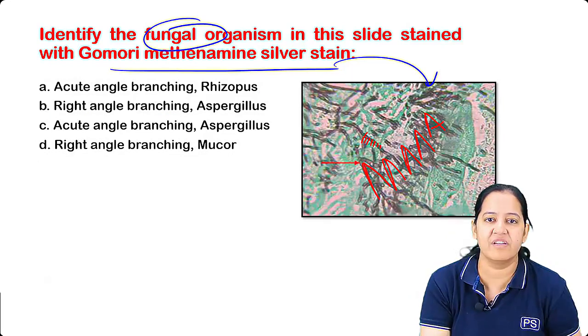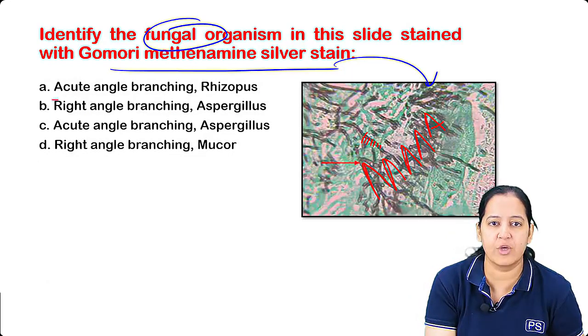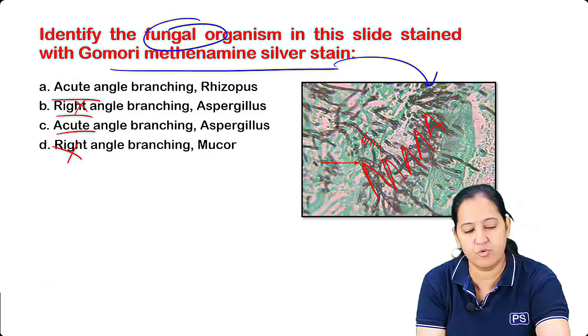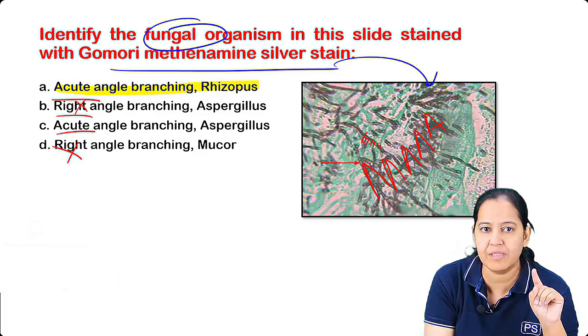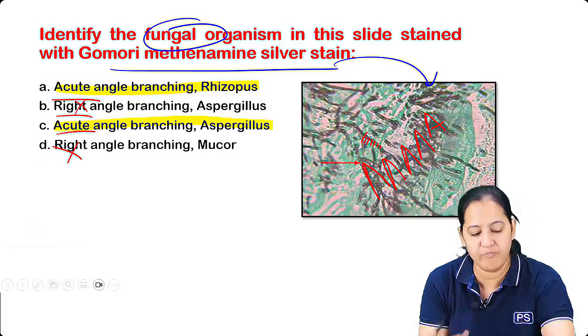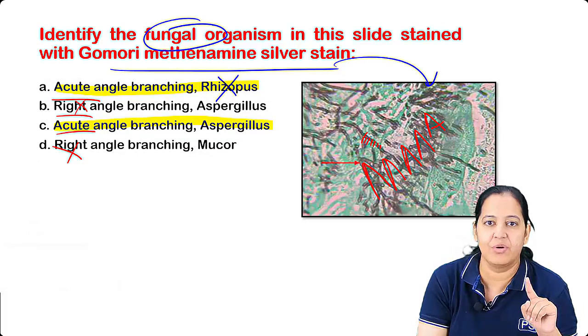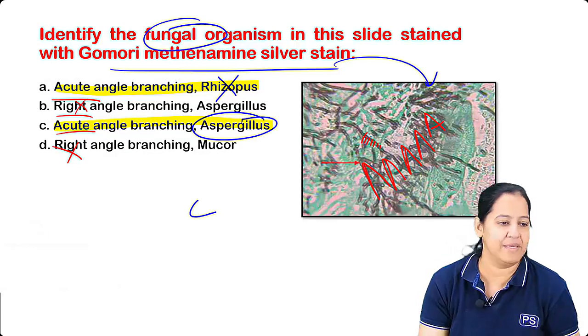So, of course, first decide: is it acute angle or right angle? Of course, it's not right angle. It's acute. So, acute में, you have two options. दोनों में से क्या opt करोगे? Acute में, one option is rhizopus or one option is aspergillus. Obviously, rhizopus is never acute. And it is aspergillus. So, answer is C. Based on which, we will go with C.